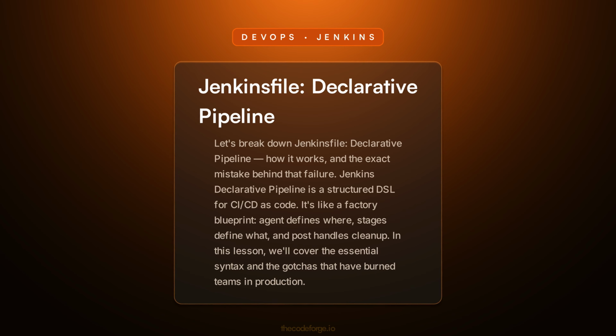Jenkins Declarative Pipeline is a structured DSL for CI/CD as code. It's like a factory blueprint. Agent defines where, stages define what, and post handles cleanup. In this lesson, we'll cover the essential syntax and the gotchas that have burned teams in production.